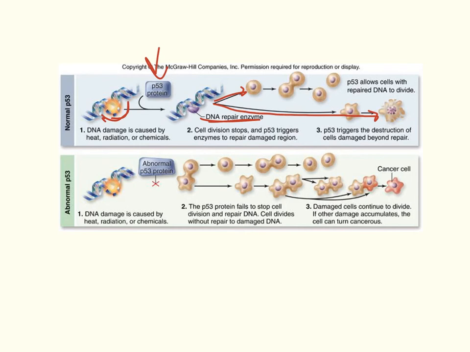If the damage is not repairable, then it will hit the auto-destruct button and initiate programmed cell death. If this tumor suppressor gene is mutated, it cannot make the normal P53 protein, and so the damaged DNA does not get fixed, and it will continue into each generation of cells, and the checkpoints are ignored, and you end up with cancer.